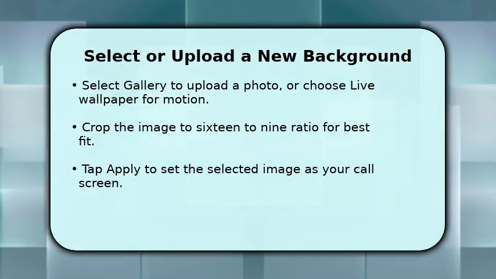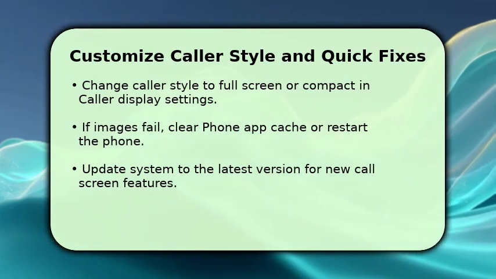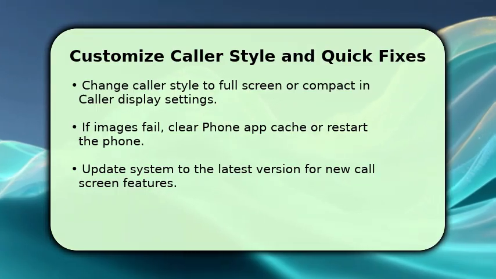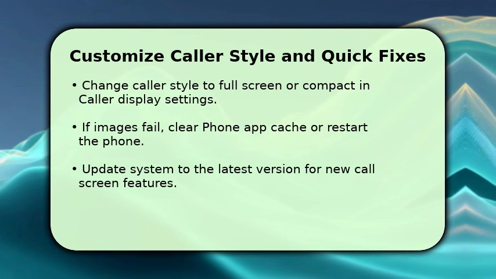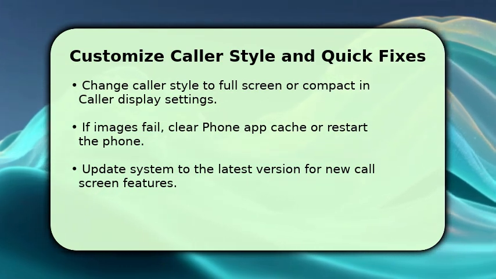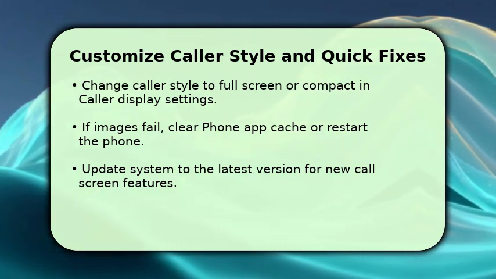Change caller style to full screen or compact in caller display settings. Full screen shows the image across the entire display during calls. Compact uses a smaller card style with the image behind it for easier multitasking.